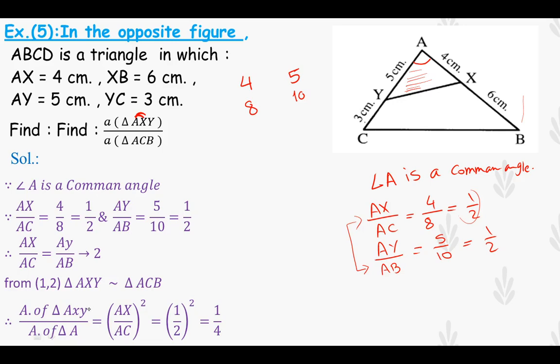So area of triangle AXY over area of triangle ACB, okay, let's write, area of triangle ACB. This equals the square of the ratio between any two corresponding sides, which equals AX over AC. And we all know that AX over AC equals half. So this equals half to the power 2, and this equals 1 over 4. Okay, so the ratio between the areas of the two triangles is equal to 1 over 4.